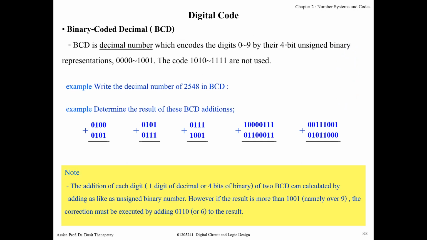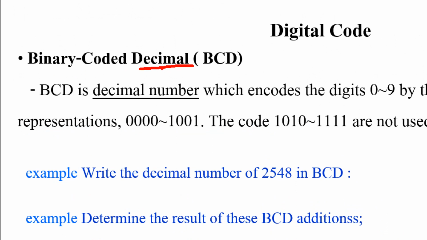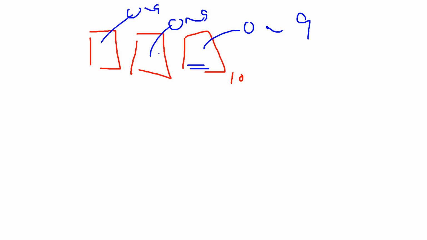The next is BCD. BCD is from binary coded decimal. The main word is decimal, right? For decimal, each digit of a decimal number can have only 0 to 9, 10 numbers that can be in a digit. So this position is also 0 to 9, right?